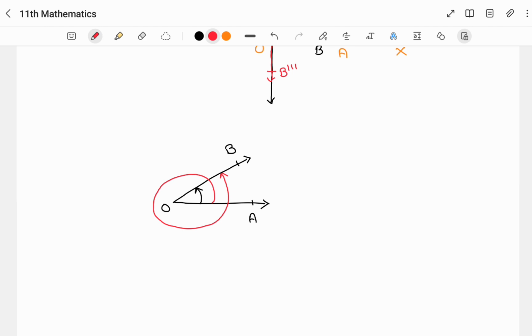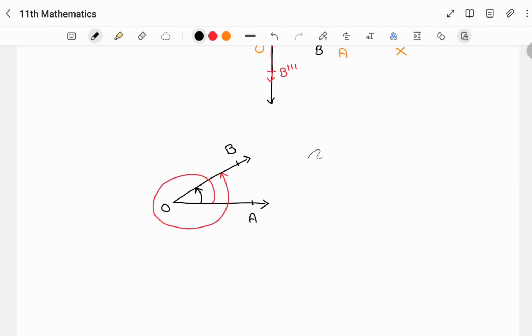So let's say that in the initial step, we are going directly from OA to OB. So that is the first angle. But when we take a complete rotation and reach the final position OB again, we are getting the same arms, but now the rotation is different. So the measurement of the angle is different.